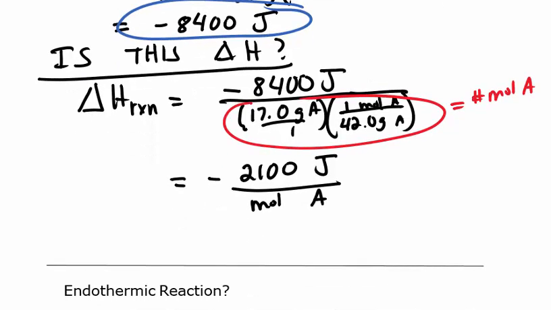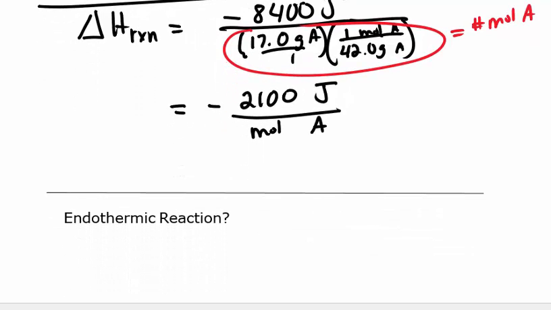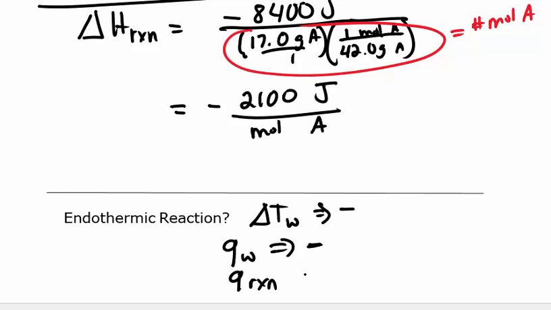Okay, so this was an exothermic reaction. Q and delta H for the reaction were negative. What would be different if this were an endothermic reaction? Well, if it's an endothermic reaction, that means the system absorbs heat, which means the water loses heat. So delta T for the water would then be negative. And therefore, the Q for the water would be negative. And therefore, the Q for the reaction, which is the opposite sign, would be positive.